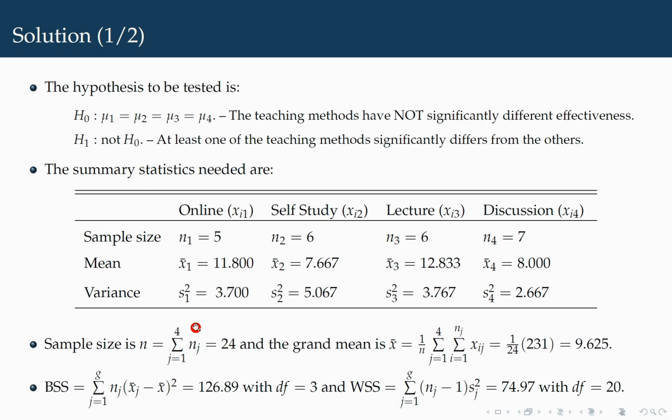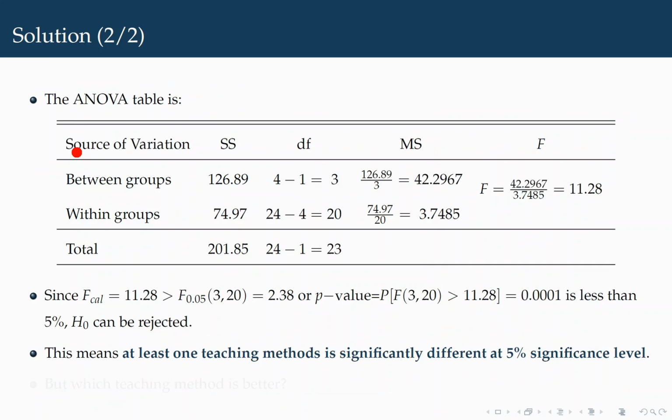That means the null hypothesis, which states that the teaching methods do not have significantly different effectiveness, should be rejected. If this is rejected, that means we are in favor of the alternative hypothesis, which means at least one of the teaching methods is significantly different from the others. So at least one of the teaching methods is significantly different from the others at the 5% level of significance.